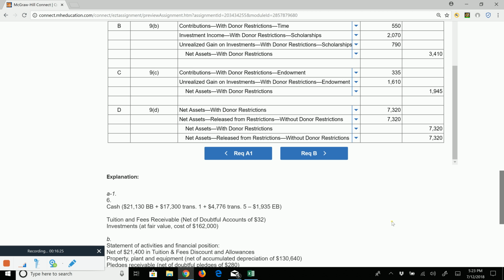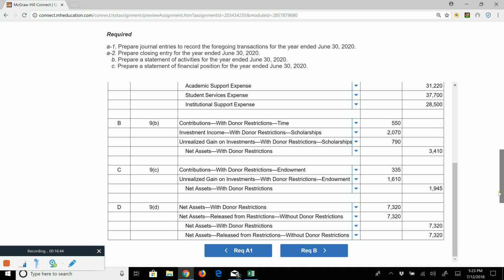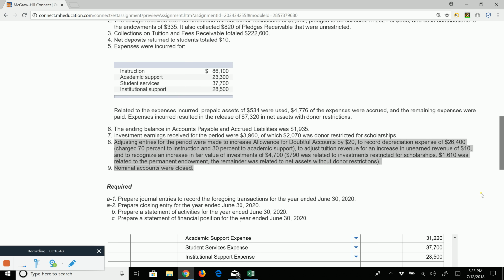We will close that out, and it will get closed out directly to net assets with donor restrictions. We'll close that out with a debit, okay? And so this should say net assets with donor restrictions. So a couple of typos there. But you understand that net assets released accounts get closed out to net assets. That's what's going on there.